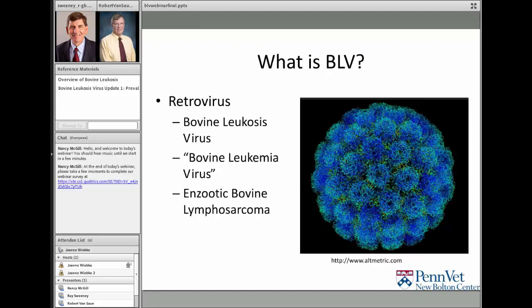So we'll start right in with what is BLV. BLV is a retrovirus. It's a family of viruses. BLV stands for bovine leukosis virus, although it is also often referred to as the bovine leukemia virus. It's an oncogenic virus, meaning it's a cancer-causing virus. And the cancer that it causes is referred to as enzootic bovine lymphosarcoma, or often we refer to that as lympho for short, or lymphoma.